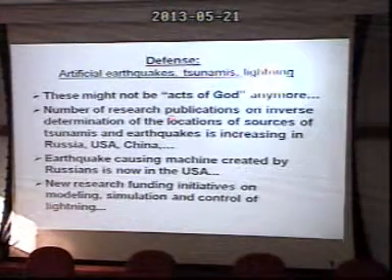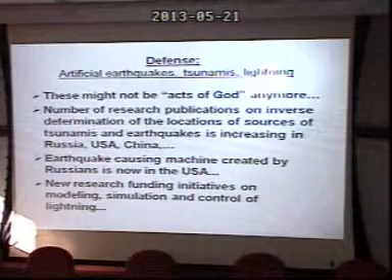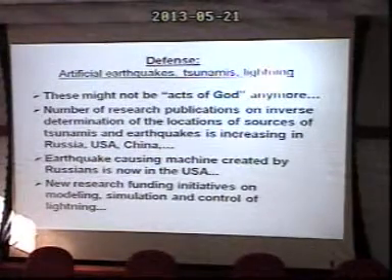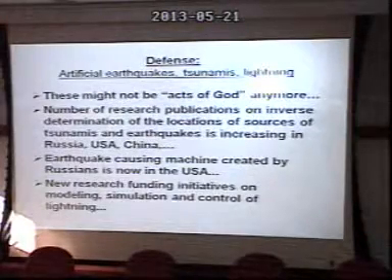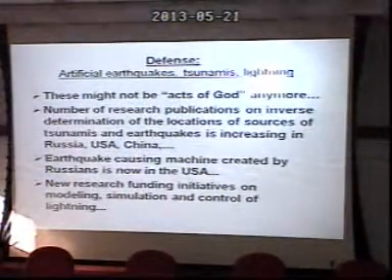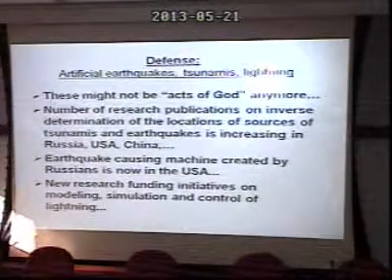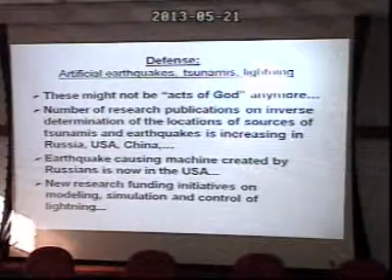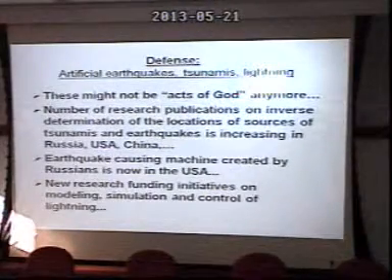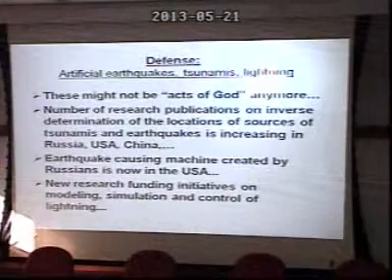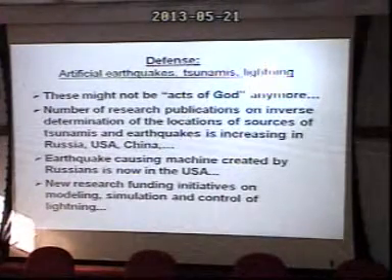There are a number of research publications on inverse determination of the locations and sources of tsunamis and earthquakes. Why would anybody be interested in this? And they're coming from Russia, USA, and China. If we can go backwards from some measured existing tsunami or earthquake and figure out where the source was that caused this, then we can think of how to create it. Okay?